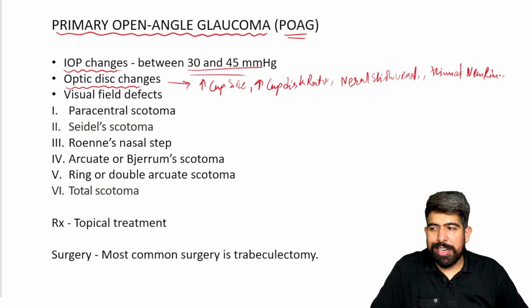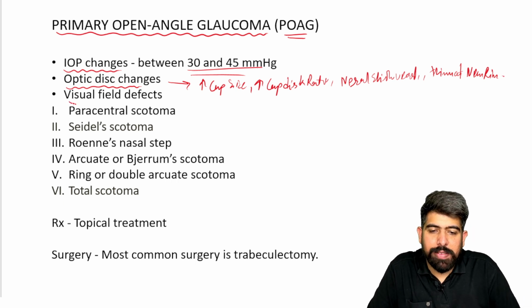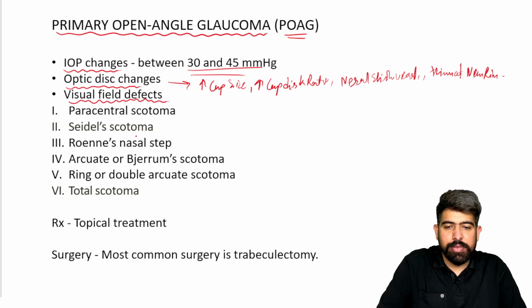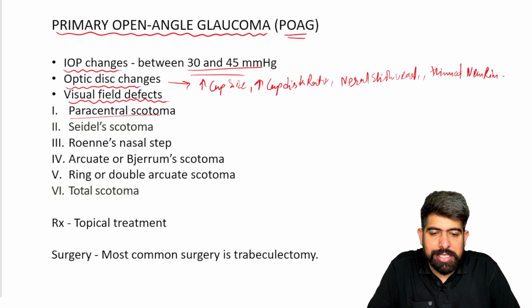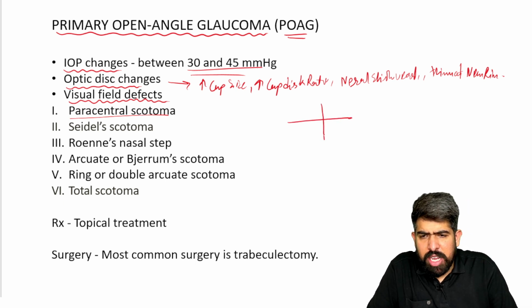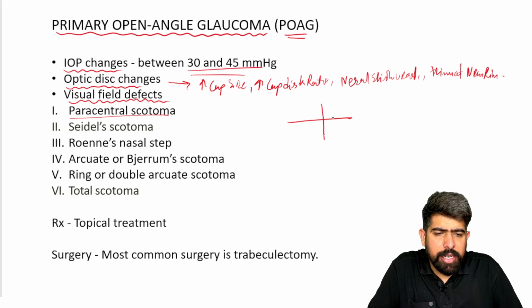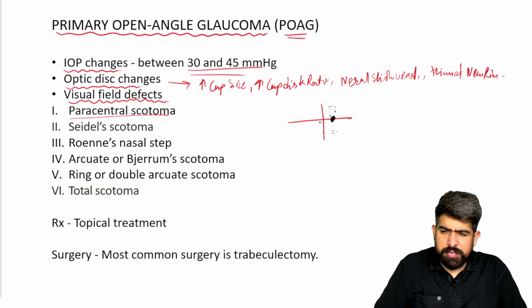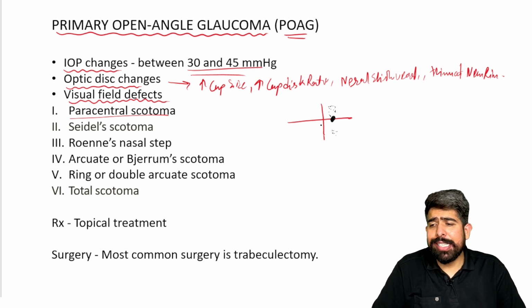Visual field defects can also be seen. Which kind of visual field defect? You can see the paracentral scotoma. What is the paracentral scotoma? I can show you here. This is your eye. This is your blind spot on the temporal side. It starts as small dots just above and below your blind spot. It is known as the paracentral scotoma.